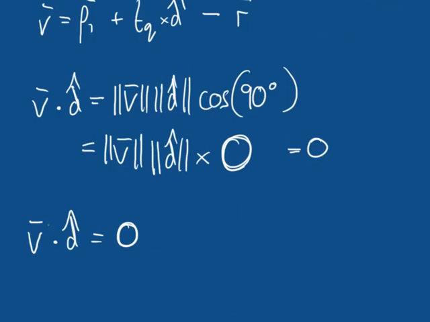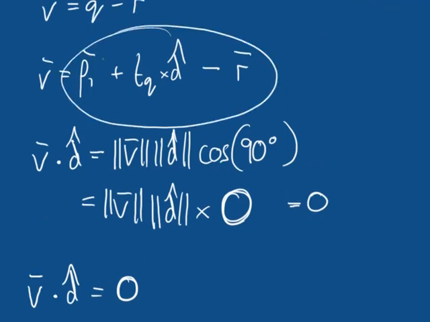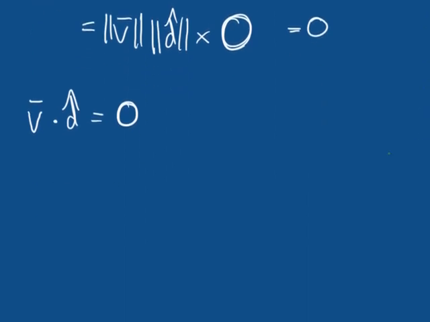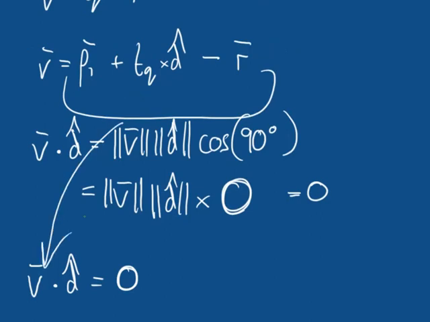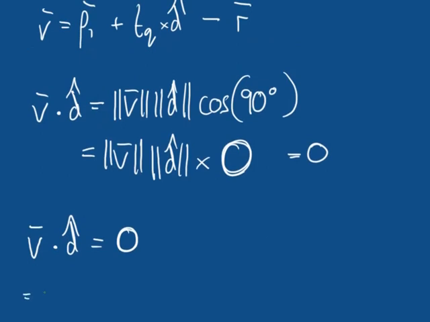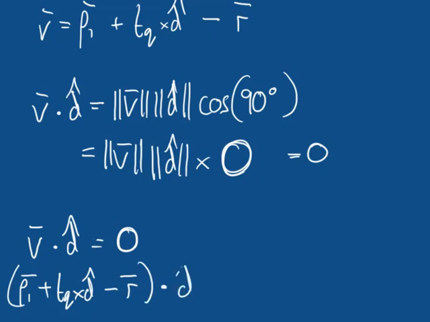So if v dot d is equal to 0, and v is equal to p1 plus tq by d minus r, then we can rewrite this by taking this value for v and plugging it into our equation. We can rewrite this as p1 plus tq multiplied by d minus r, that's our value of v. We take all of that and dot that with d, and we know that that is equal to 0. So v, which is represented by p1 plus tq times d minus r, dotted with d, is equal to 0.